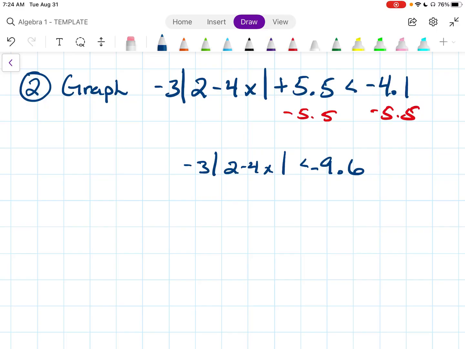Now, we still don't want to deal with the absolute value bars yet. We're going to divide both sides by negative 3. That'll leave us with the absolute value of 2 minus 4x on the left, and then we divided by a negative, so we have to swap the direction of the sign. And then negative 9.6 divided by negative 3 gives positive 3.2.